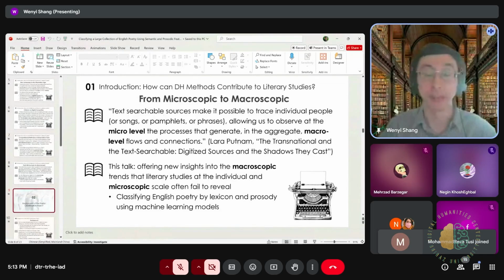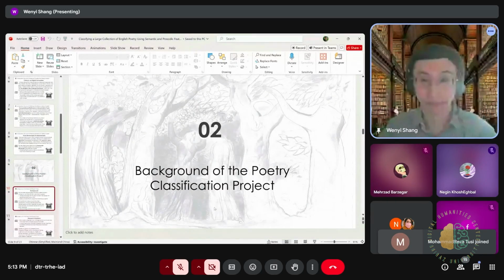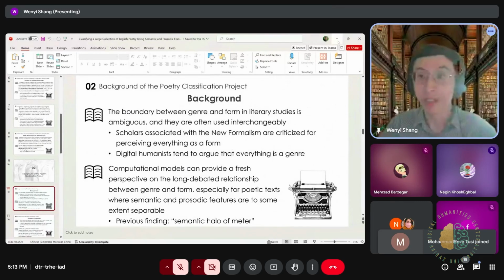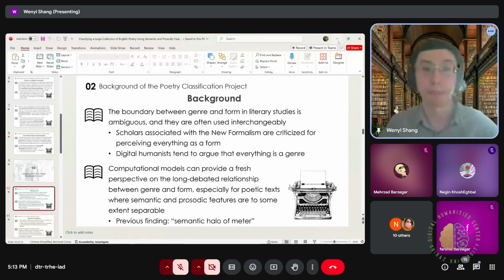So now let's jump to the particular project, the poetry classification project. So first, background. The motivation that drove this particular project is that the boundary between genre and form in literary studies is ambiguous, and they are often used interchangeably.